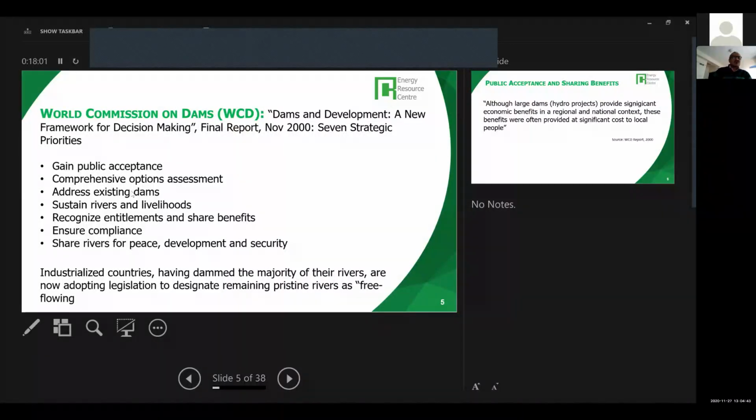So these are also options you have to assess. Also, they talk about addressing existing dams. What they are saying is you need to make sure your other dams are sustainable, and environmentally and socially acceptable. Now they talk about sustaining rivers and livelihoods. What they are saying is they want you to recognize the ecosystem value of these rivers, how people's livelihood depend on these rivers. So these rivers need to not disturb these ecosystem services and other livelihood services that the river is providing.